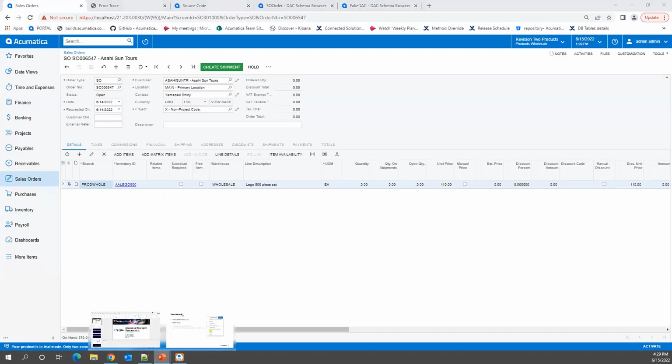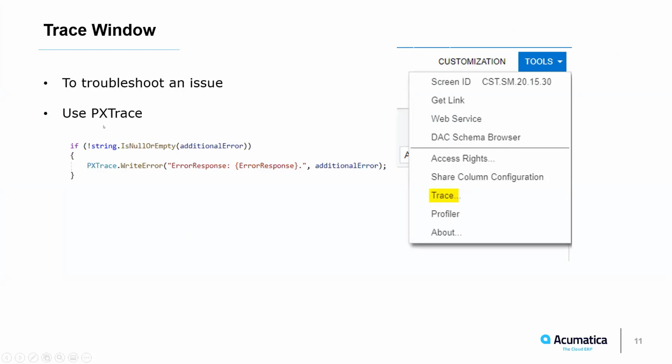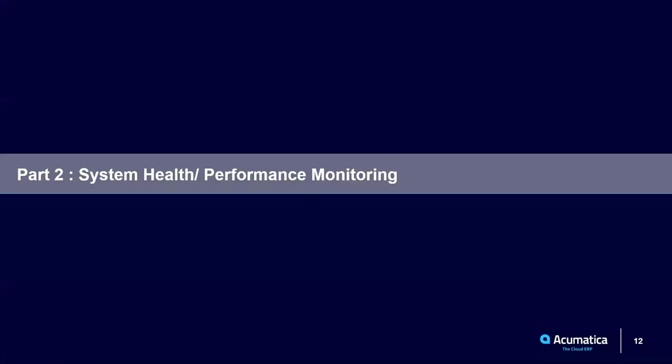All right, so this is how we can log messages, log error, information, or warnings in Acumatica. You can use the PXTrace static class of Acumatica to do so. So you can use the WriteError method to write the error messages. All right, so this completes the first part.